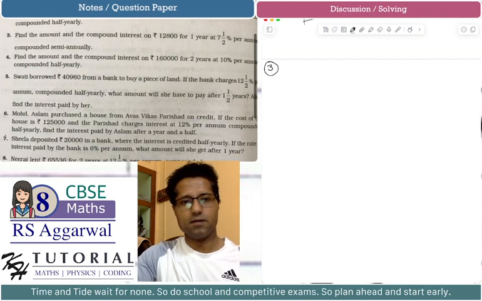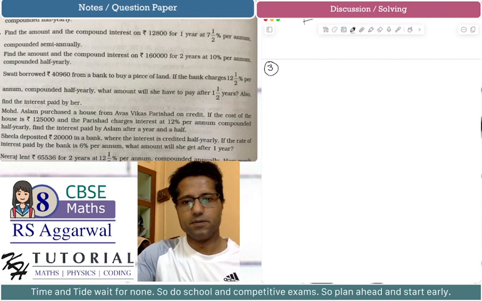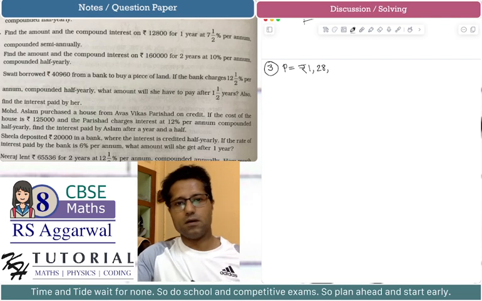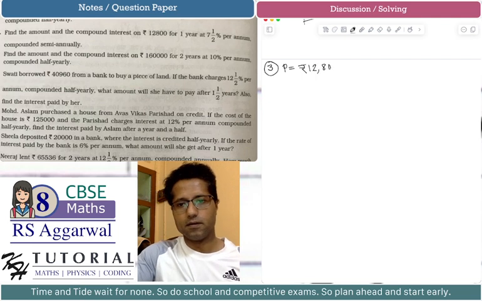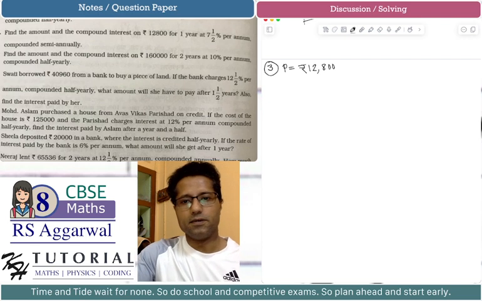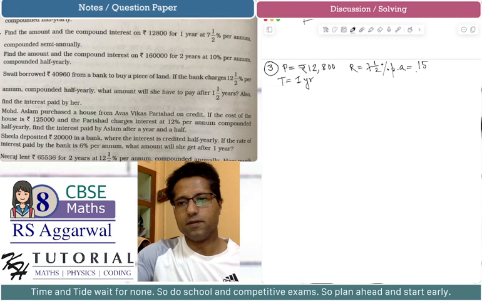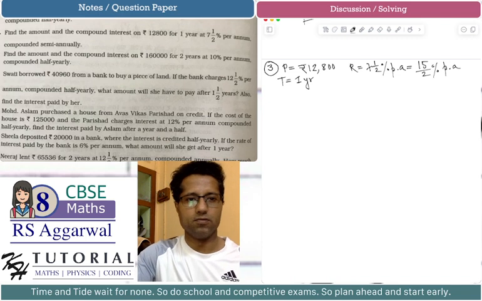Find the amount and the compound interest on rupees. So the principal is given to be 1,28,000. It is given to be 12,800. T is given to be 1 year, and R is given to be 7.5% per annum, which is equal to 15 by 2% per annum, compounded semi-annually.